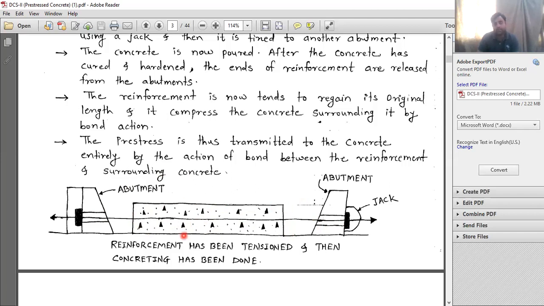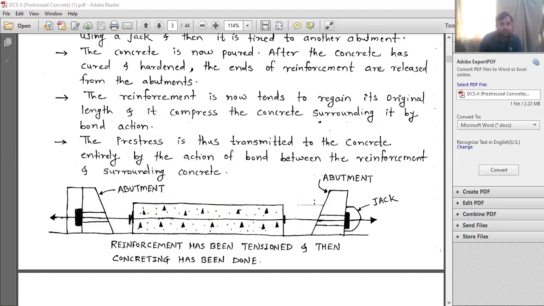Then we wait for the concrete to harden. Once this concrete is hardened, the tendon will be cut from here. From this point, it is cut just after the beam, so that you get this. It is cut up to here.